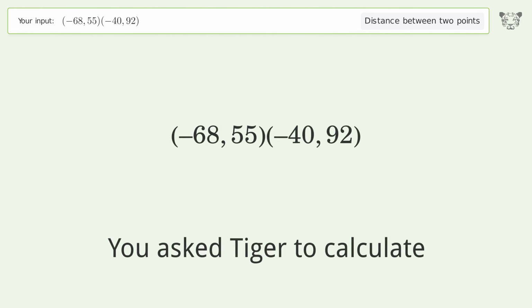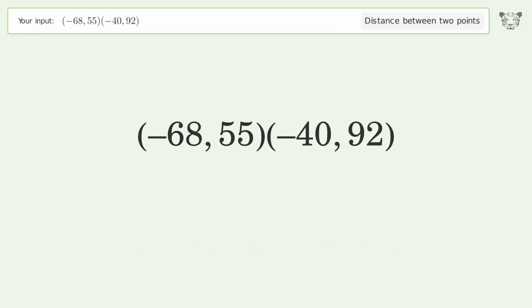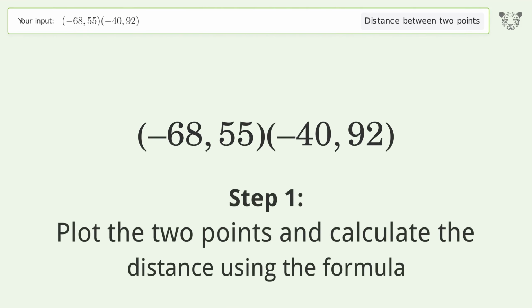You ask Tiger to calculate. This deals with the distance between 2 points. The distance between the 2 points is the square root of 2,153, or 46.4. Let's solve it step by step. Plot the 2 points and calculate the distance using the formula.